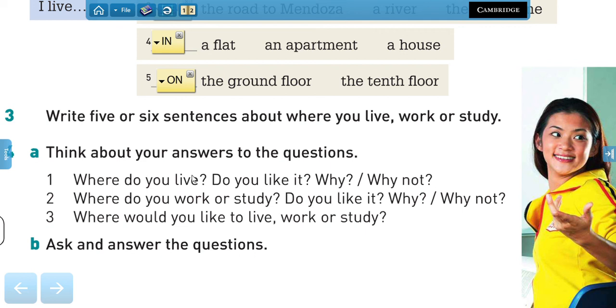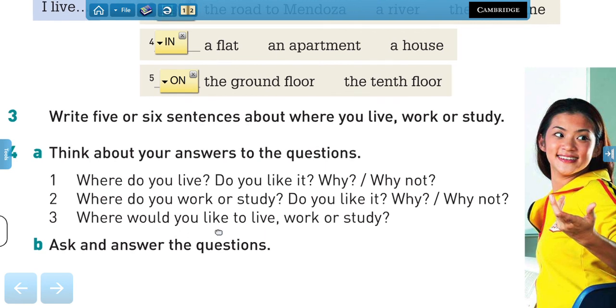For example, if you like the place because it's exciting, because it's safe, or it's clean, or maybe not because it's very polluted and dangerous and expensive, right? Where do you work or study? Do you like it? Why or why not? And where would you like to live, work, or study? If you had the opportunity to change the place where you live now for another one, where would that be? Yes, think about that. What makes a great city or village for you?